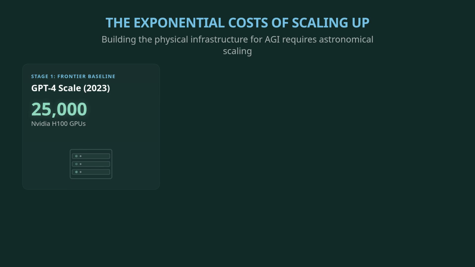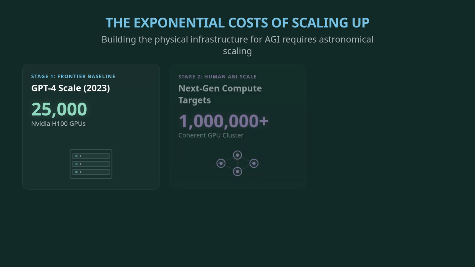Building the physical infrastructure for AGI requires astronomical resources. Training a frontier model like GPT-4 required an estimated 25,000 NVIDIA A100 GPUs running continuously for several months, consuming roughly 50 gigawatt-hours of electricity. To scale this to true human-level AGI, tech companies are planning data centers requiring up to 5 gigawatts of power, equivalent to the output of 5 nuclear reactors.